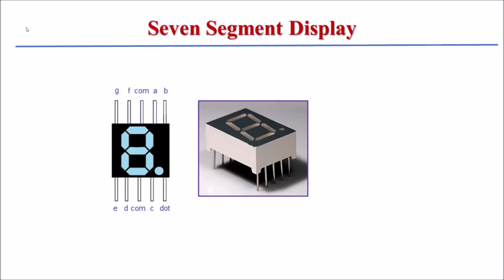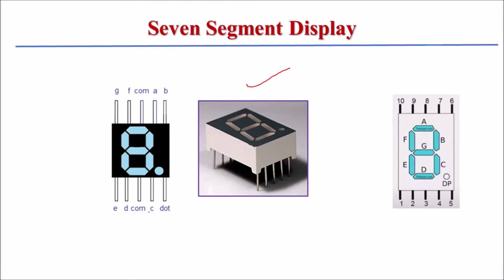This is the 3D image of 7-segment display. We can display digits here and it has 10 terminals. The terminals are named A, B, C, D, E, F, G. One terminal is referred to as dot and there are two common terminals. So it is a 10 pin IC. These are the pin numbers 1 to 10. So we can display any digit 0 to 9.